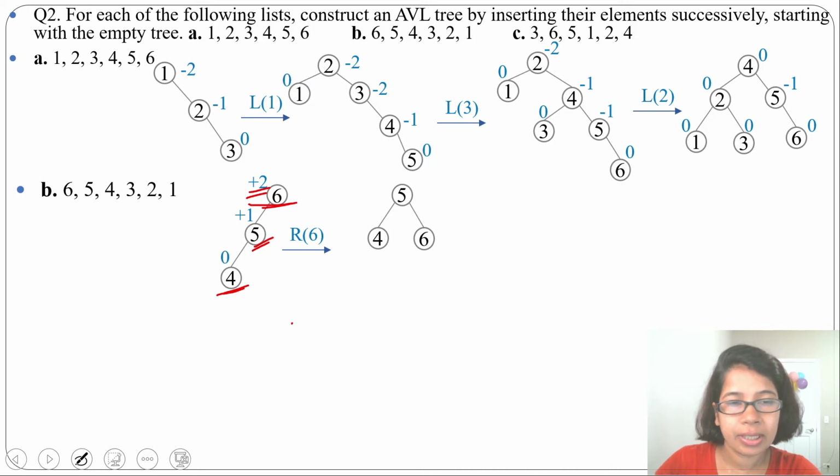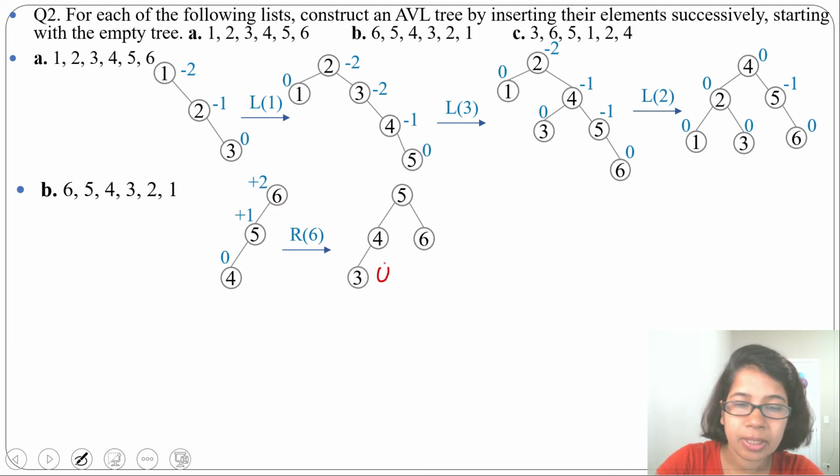Next we'll insert 3. 3 is less than 4, so 3 will be left child of 4. Now check the balance factor. Balance factor of 3 is 0, 4 is 1, 6 is 0, 5 is plus 1. It is an AVL tree.